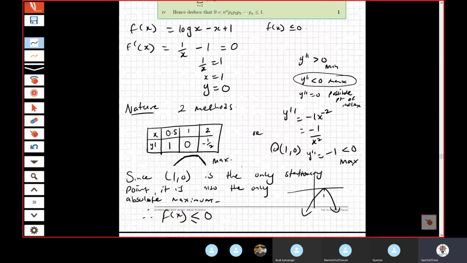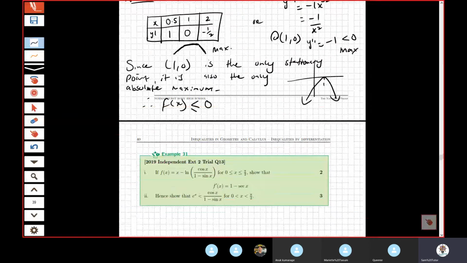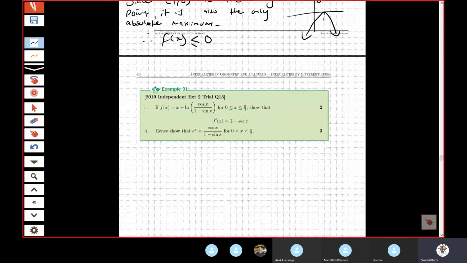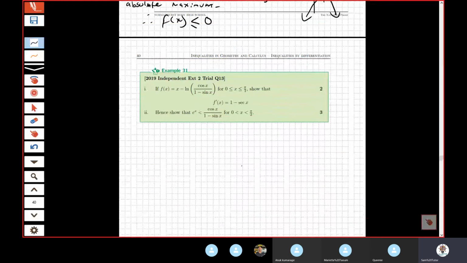Let's try one more. Show that f dash of x equals this, hence show that e of x less than cos x. If f of x equals this, then show that the derivative is this. Hence show that e of x less than cos x.